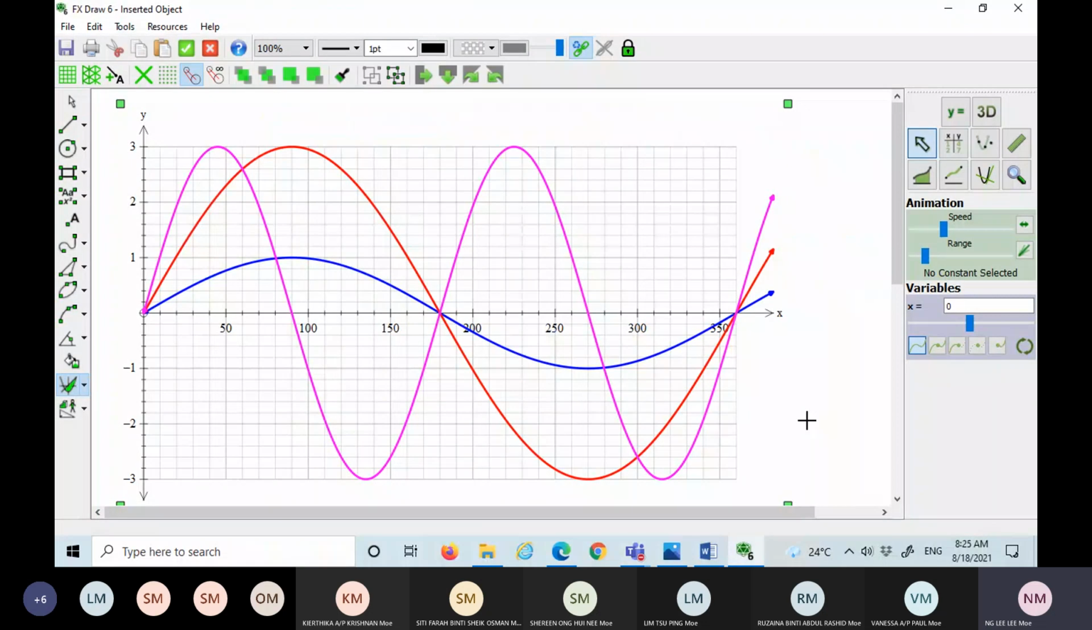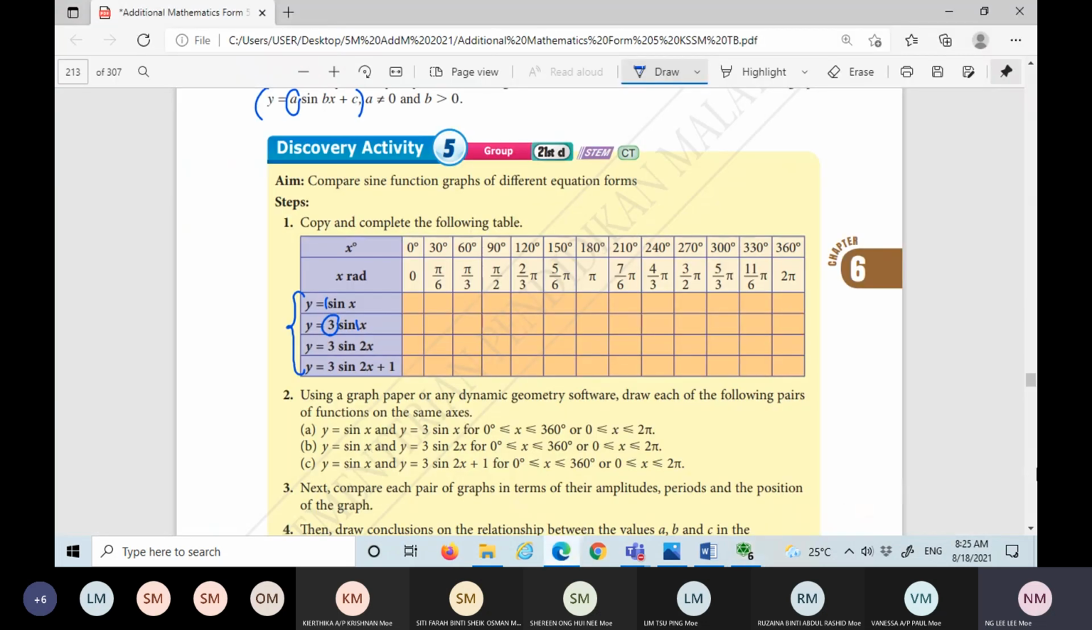When b is 3 means in 360 degree you can complete 3 cycles. And then when b is 4 means what? In a 360 degree, you can complete 4 cycles, and etc. This is the meaning. Now we come back to the notes again.